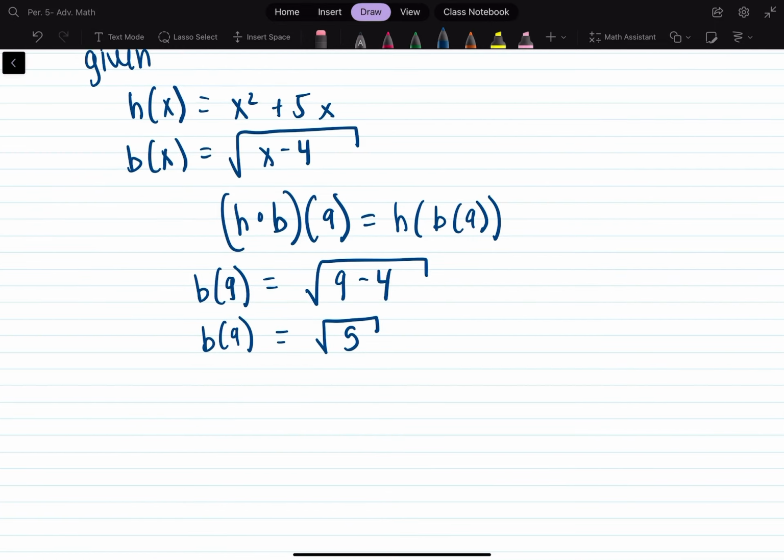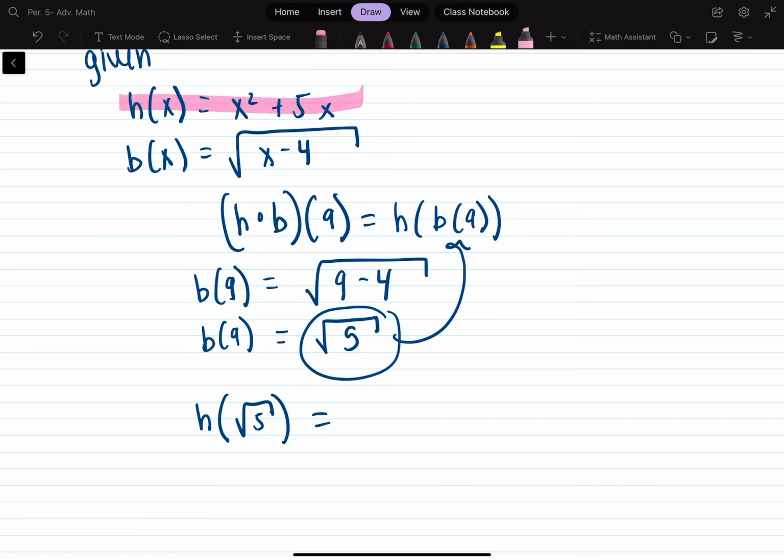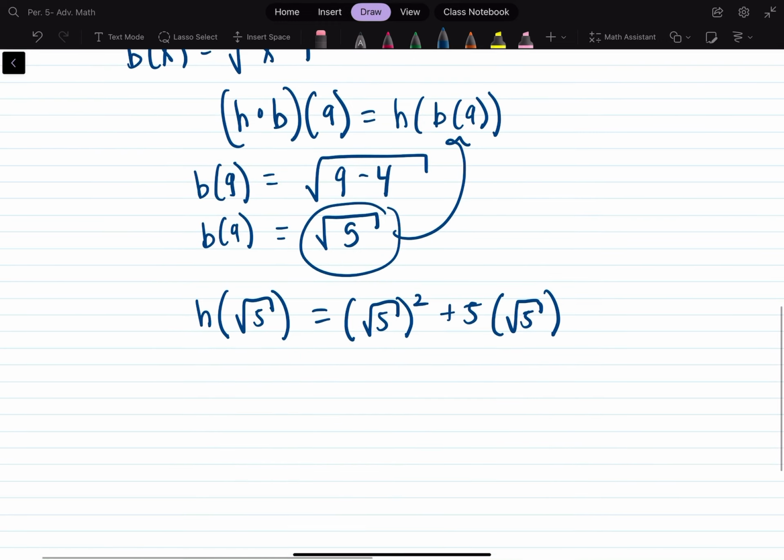So from there, I need to take this output and substitute it in here for h. So this will be h of the square root of 5. What is that equal to? Well, now we're substituting it into this function. And mind you here, we got to be careful. You're substituting it in 2 places. So this will be the square root of 5 squared plus 5 times the square root of 5. Hopefully I didn't lose anyone there. Again, just look back to what you are doing and you should be good.